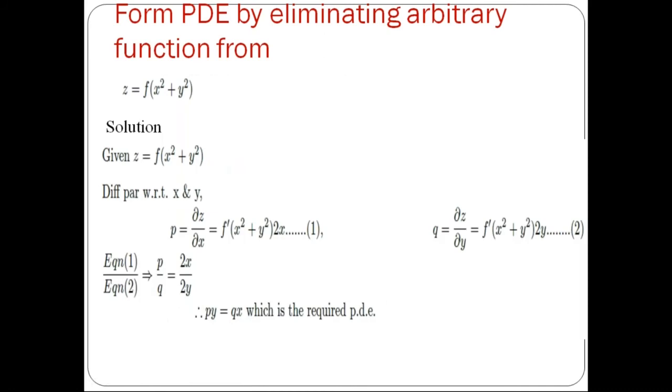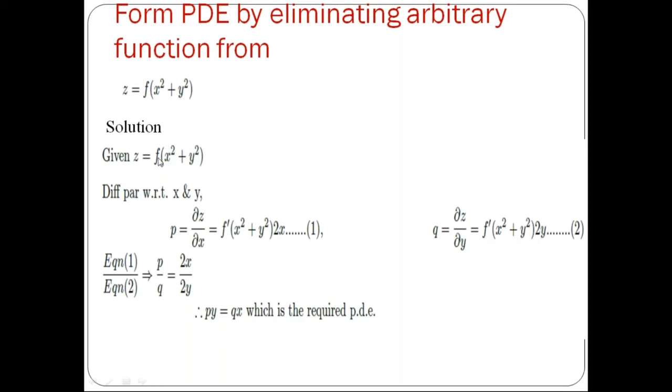This is another example. Here the function is f of x square plus y square. Now I think you can do it yourself here. How can you do it? Firstly we differentiate with respect to x, curl z by curl x will be f dash of x square plus y square into derivative of x square, that is 2x. We will denote it by p. Then I differentiate with respect to y, curl z by curl y will be f dash of x square plus y square into 2y.